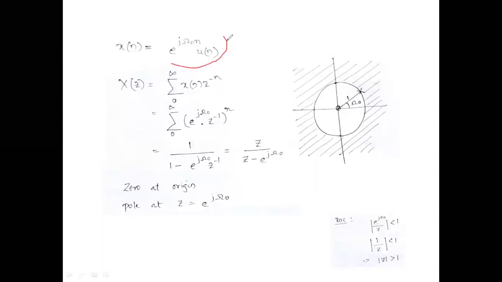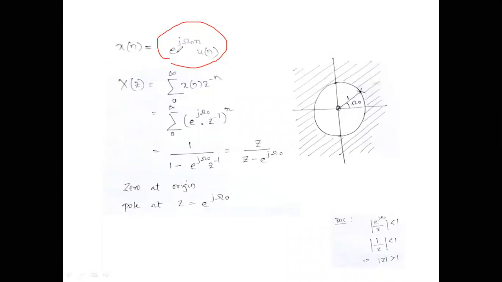What is this? e to the power j omega naught n. So what is the magnitude now? The formula is there, right? You simply substitute 0 to infinity. Even if you get some sine term or a cos term, if at all you get x of n equal to sine omega naught n into u of n, find the z transform. What you have to do is convert it into a complex exponential: e to the power j theta minus e to the power minus j theta divided by 2j. That's what you are supposed to do.